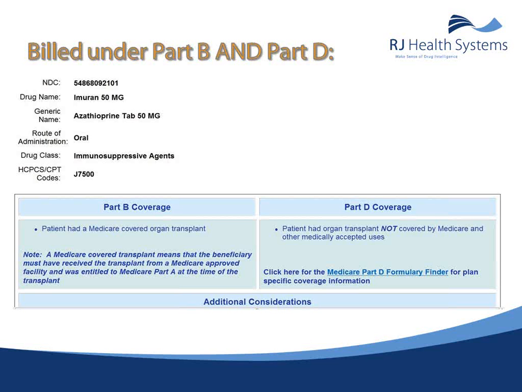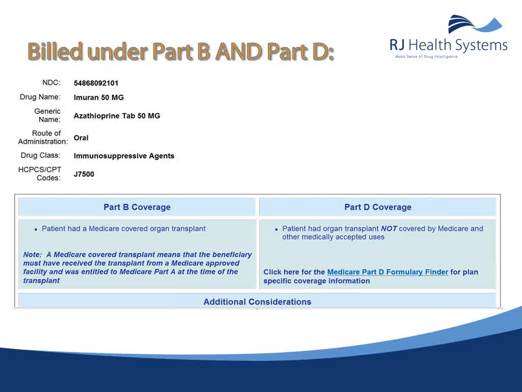As you can see here, the coverage is split up between 2 results boxes at the bottom. The left will be Part D coverage, and it will be covered under a patient who had a Medicare-covered organ transplant. And then there's a note also that says that the Medicare-covered transplant means that the beneficiary must have had it approved at a Medicare facility and was entitled to the Part A benefit at the time of the transplant.